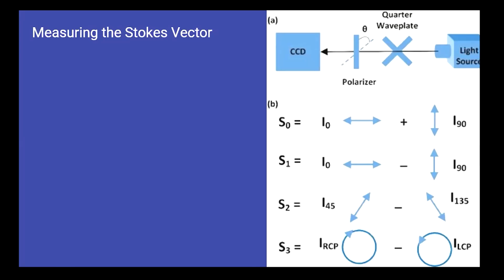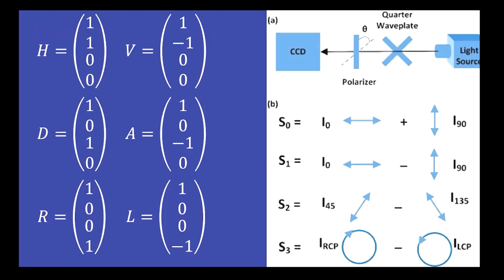S2 basically just means how much more diagonal than anti-diagonal it is. Then S3 just tells you how right circular compared to how left circular it is. So all these values, if you normalize, should range from 1 to -1. This is the practical one you work with. If you want to write your polarization vectors in this formalism, the first term is always 1, assuming it's normalized, then you have all these other terms.